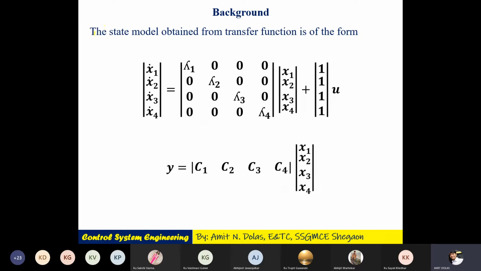So the state model obtained from the transfer function is of this form. You know that this is the state model, with the different states. Then it is in this form, diagonal. This is your roots of the transfer function, multiplied by the states x1, x2, x3 and x4. This is the input vector, and this is the input, where y is like this. This is the c vector or the output vector, and these are the different states.